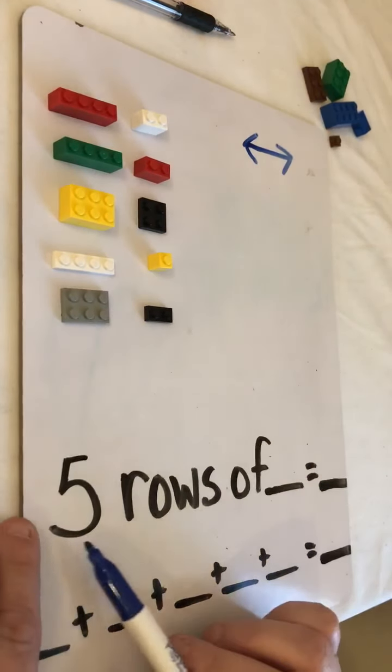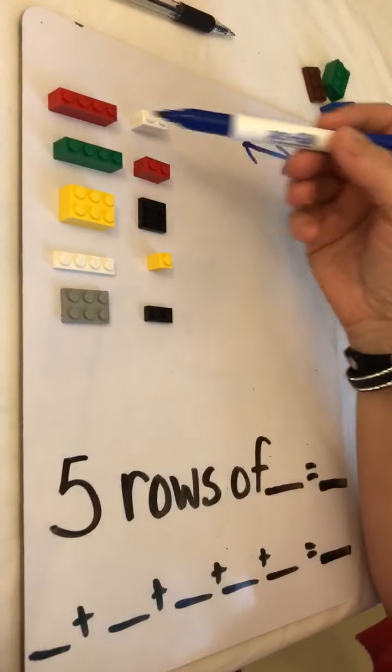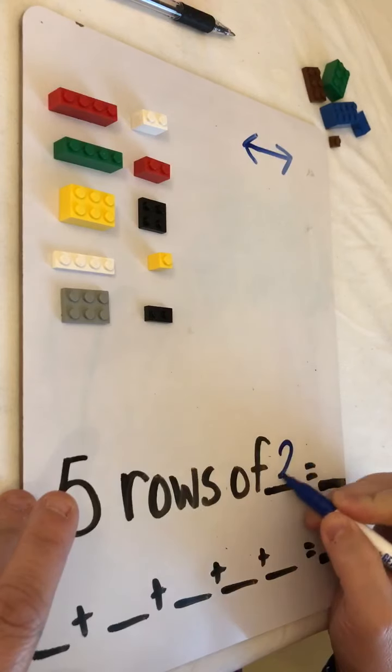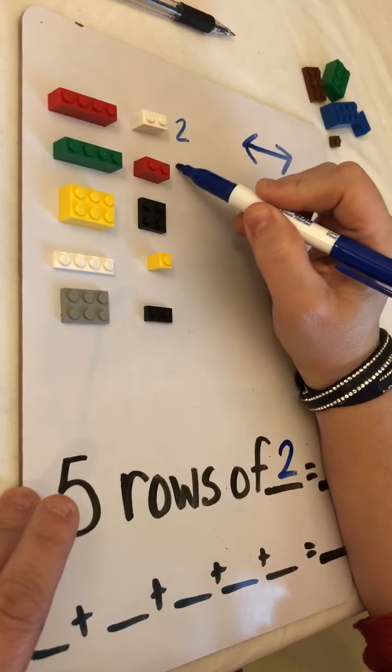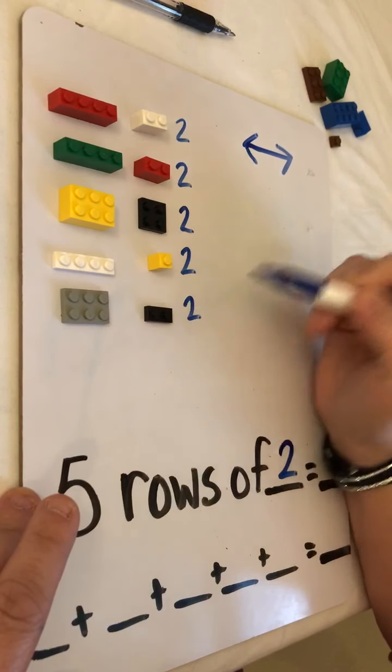Okay, 5 rows of what? Well, how many were in each one? Well, we just said that. 2. 1, 2, 1, 2, 1, 2, 1, 2, 1, 2. So 5 rows of 2. Well, how many is that? Oh, well, here's 2 and 2 and 2 and 2 and 2.